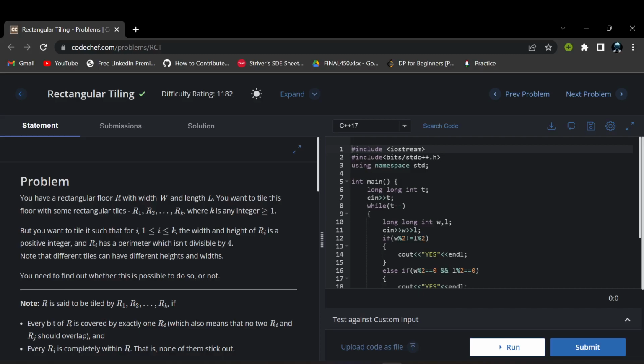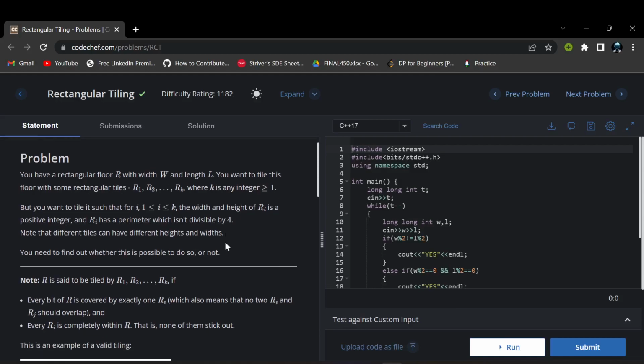You have a rectangular floor R with width W and length L. You want to tile this floor with some rectangular tiles R1, R2, up to Rk, where k is greater than or equal to 1. The width and height of Ri are positive integers and Ri has a perimeter which isn't divisible by 4. Note that different tiles can have different heights and widths. You need to find out whether it is possible to do so or not.